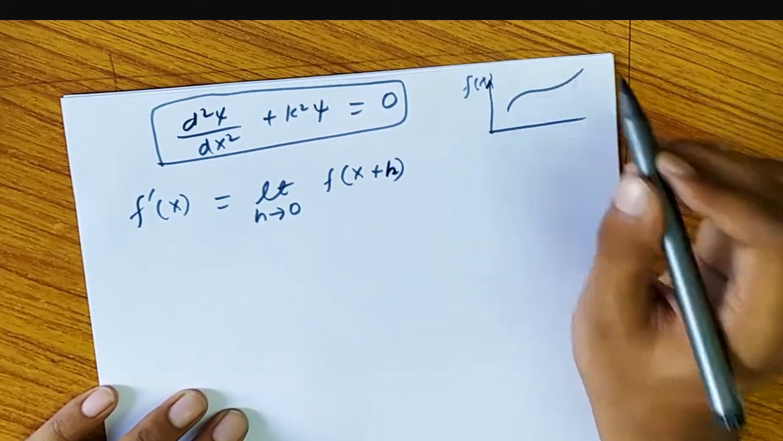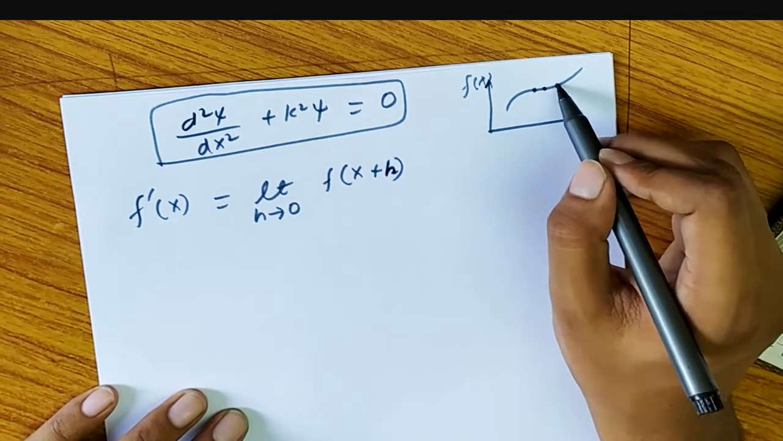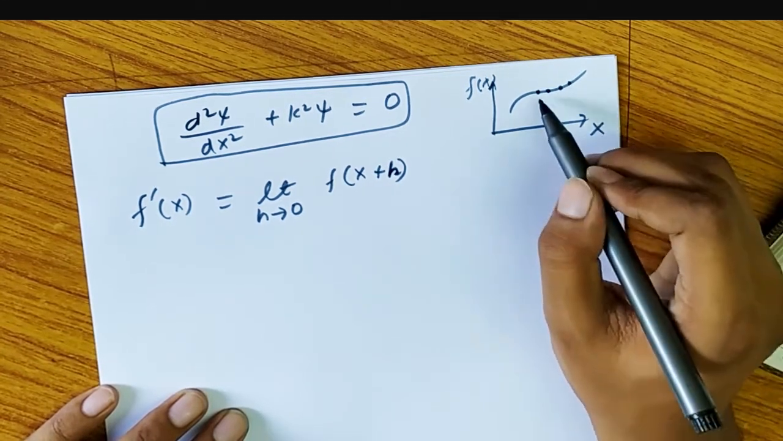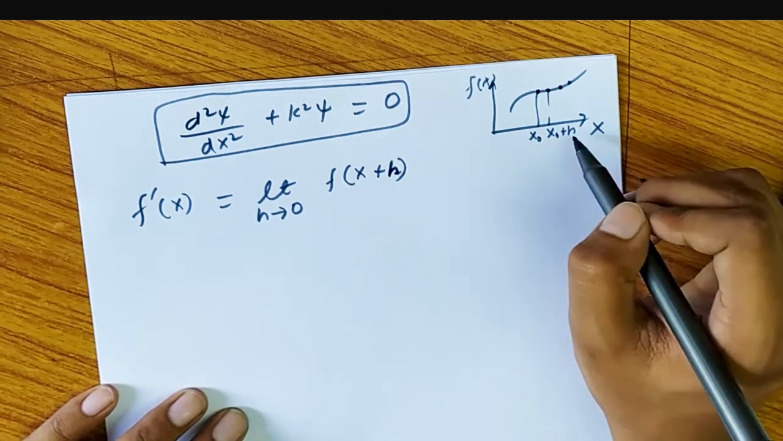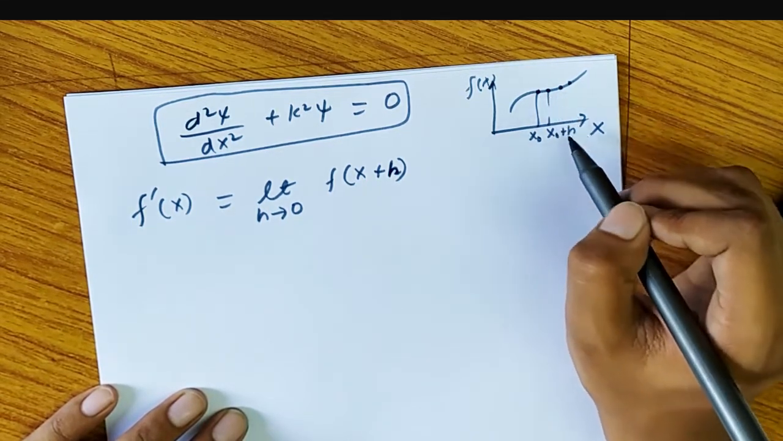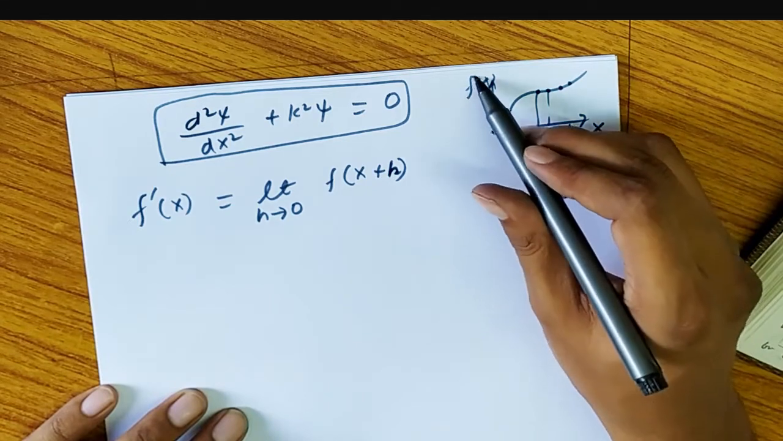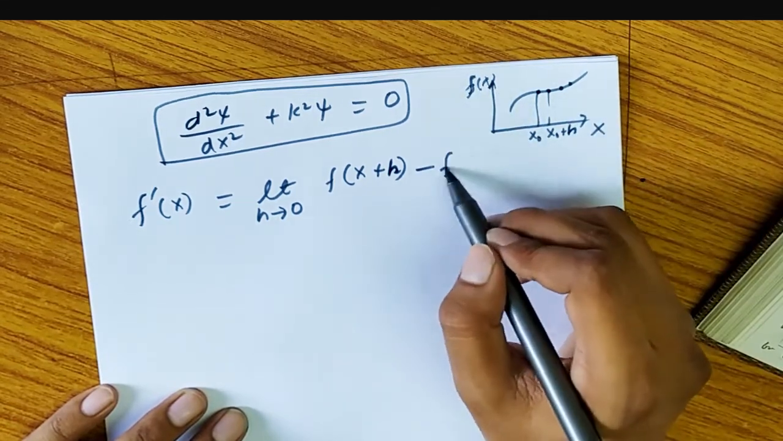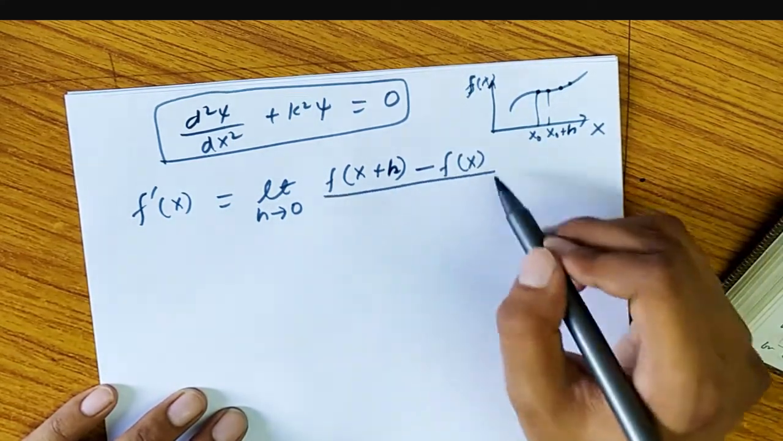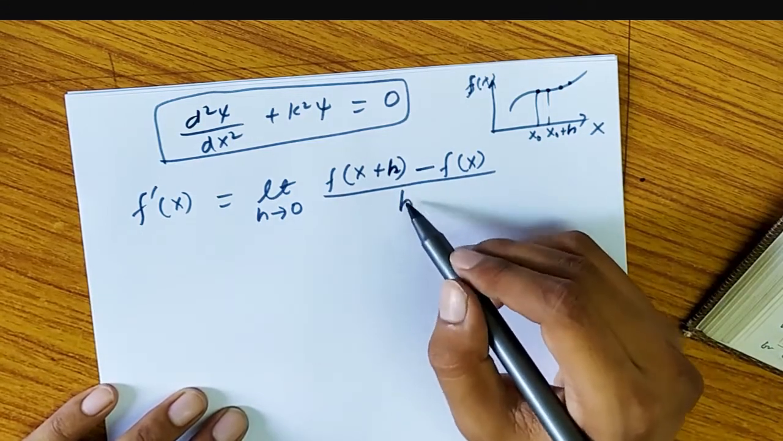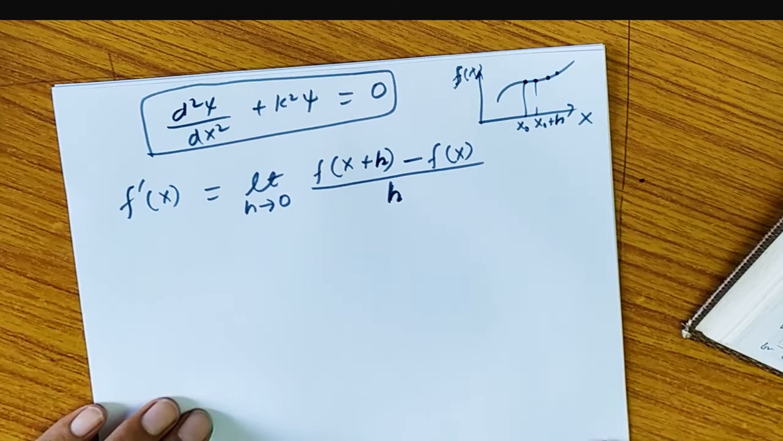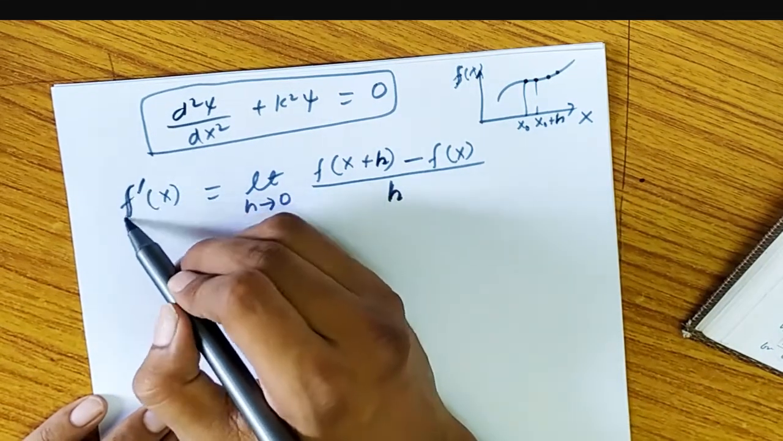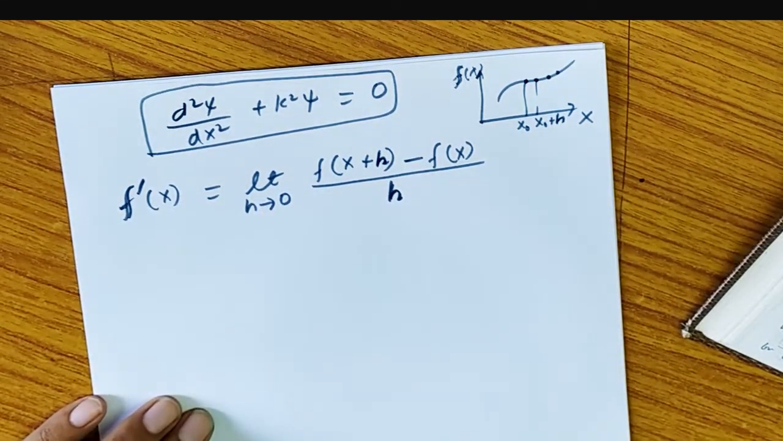For an example, I am having some function f(x), some function like this, and here different points correspond to x. Now this is x naught, and suppose this is x naught plus h, some infinitesimal increment in x naught, and we are having a different function value. So let's take this original function and subtract it, and the step h is called the step function.